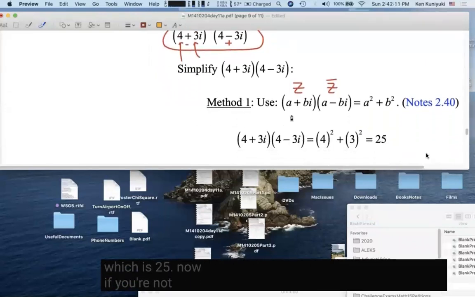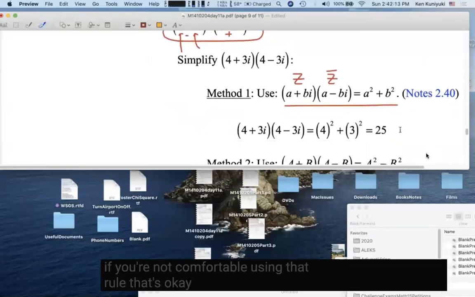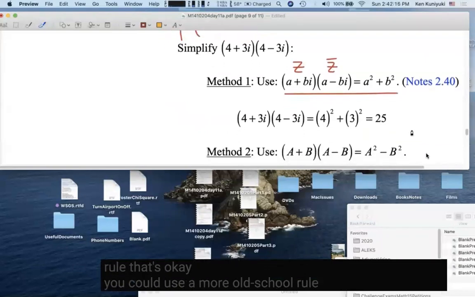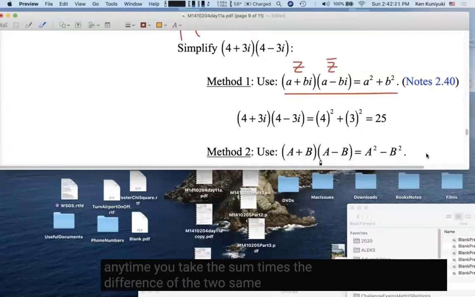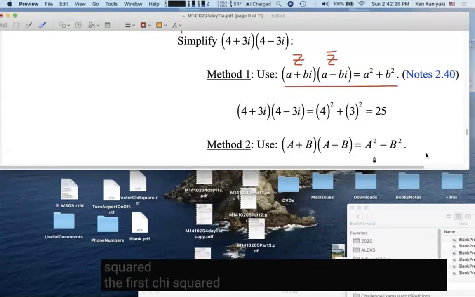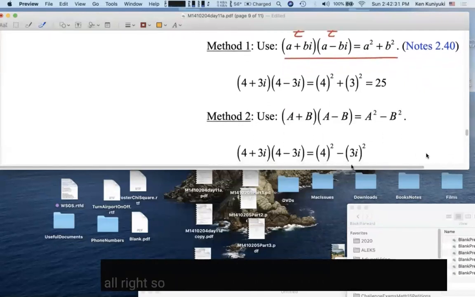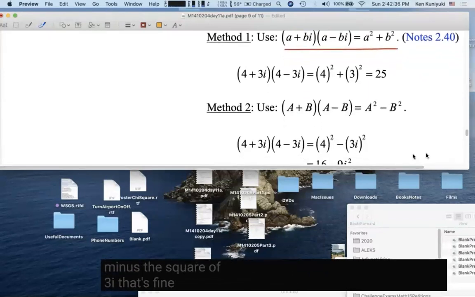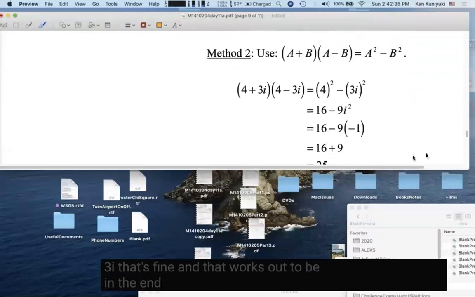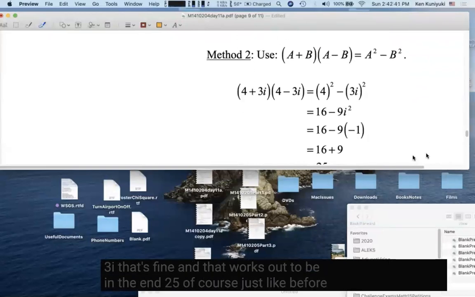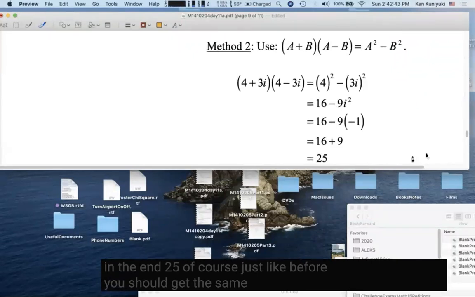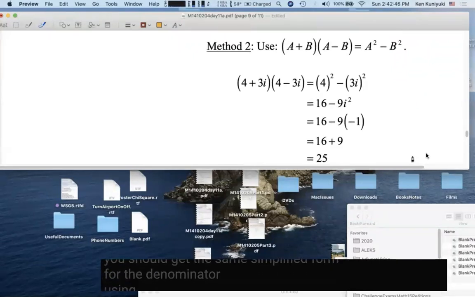Now, if you're not comfortable using that rule, that's okay. You could use a more old school rule, such as this. Anytime you take the sum times the difference of the same two terms, you're going to have a squared minus b squared: the first term squared minus the second term squared. So you get the square of 4 minus the square of 3i. That's fine. And that works out to be, in the end, 25. Of course, you should get the same simplified form for the denominator using all these methods.